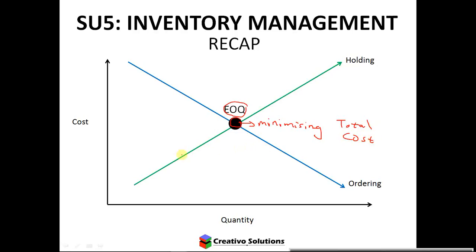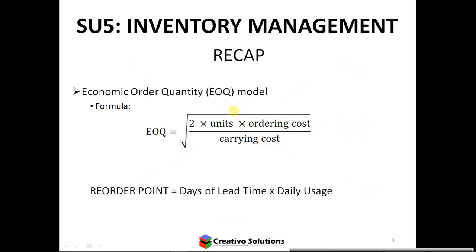Holding costs obviously increase with more stock or units that you purchase. Ordering costs will decrease with more purchases, purely because bulk purchases are cheaper. So the one slopes up and the one slopes down. At some point they intersect, and that's called the economic order quantity. That's where businesses should be placing orders.